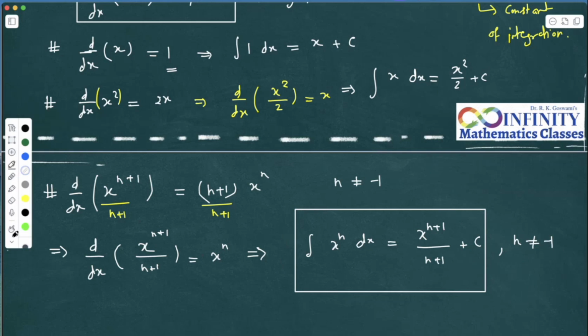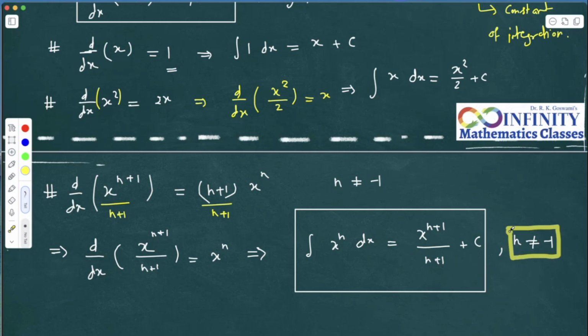Because if n is minus 1, then the denominator is going to be 0, which I do not want. Otherwise, my terms are going to be inconsistent. The denominator is 0, the numerator is not 0, so it is not a mathematically valid term. Therefore, whenever you apply this type of formula, always remember n cannot be equal to minus 1.